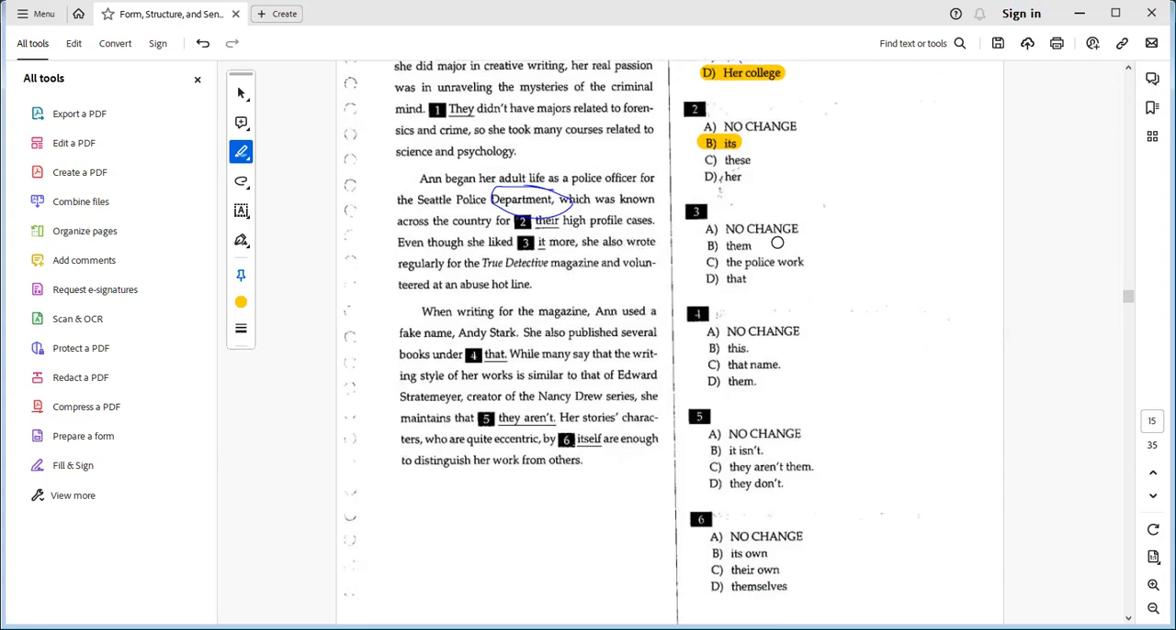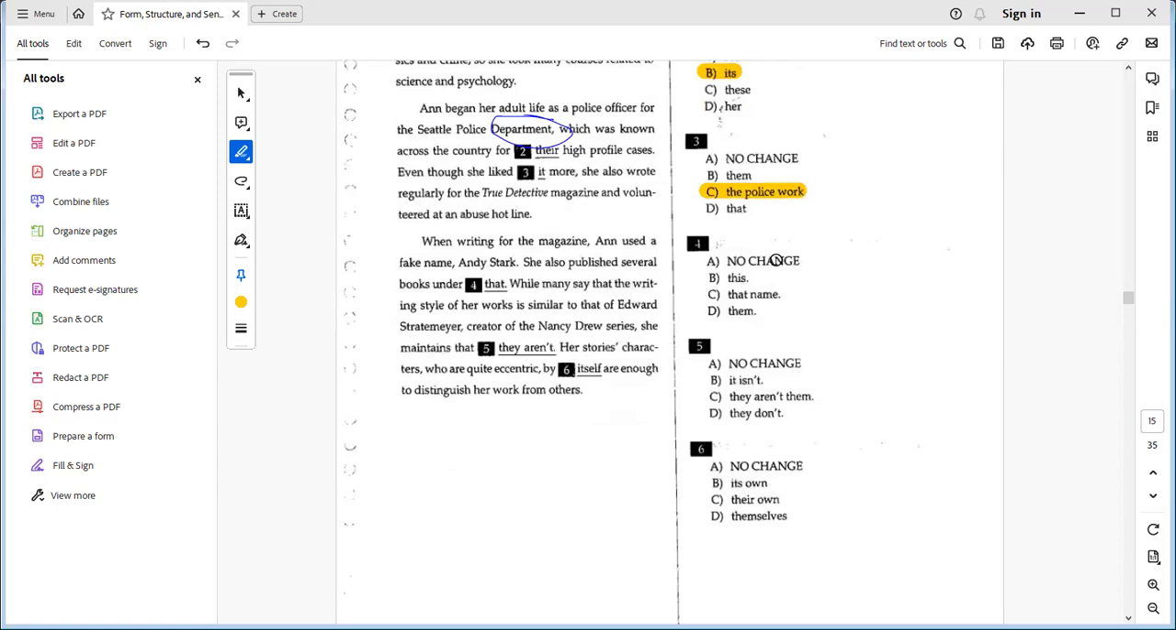Number 3. Again, I'm going to work with singular and plural like that. Number 3, it singular. Them plural. See, there is a noun. So I can't use elimination because there is a noun, and I have to read it. Even though she liked more, she also wrote regularly for the detective magazine and volunteered at an abuse hotline. Again, nothing indicates it. Look at the sentence before it. He's talking about the department of police. So it's better to choose the noun.